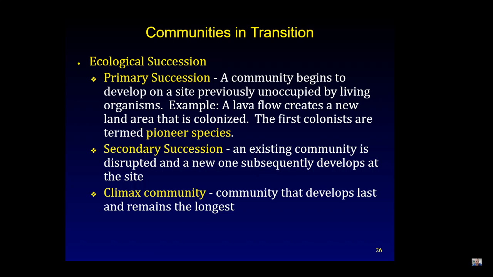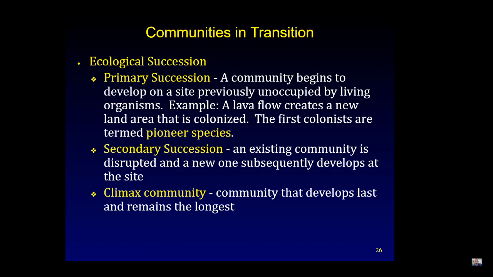We have primary succession, in which a community begins to develop on a site previously unoccupied by living organisms. Example: a lava flow creates a new land area that is colonized. The first colonists are termed pioneer species. So primary succession means you have new landmass, and a new community builds up on that new landmass that has never existed before.